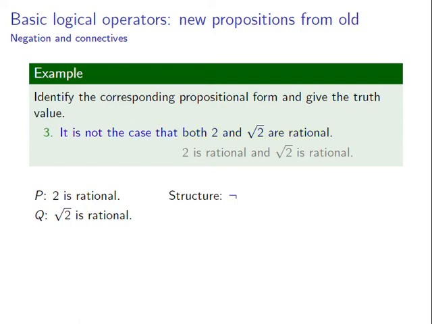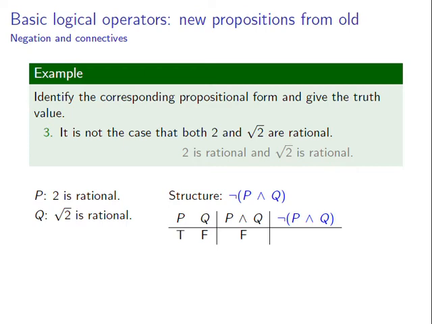The phrase "it is not the case that" indicates a negation. Since it precedes the word "both," this means that we take the negation of the entire conjunction, 2 is rational and the square root of 2 is rational, which we treat as a single statement. Since P is true and Q is false, the conjunction P and Q is false. Hence, the negation of P and Q is true. Therefore, the given sentence is true.